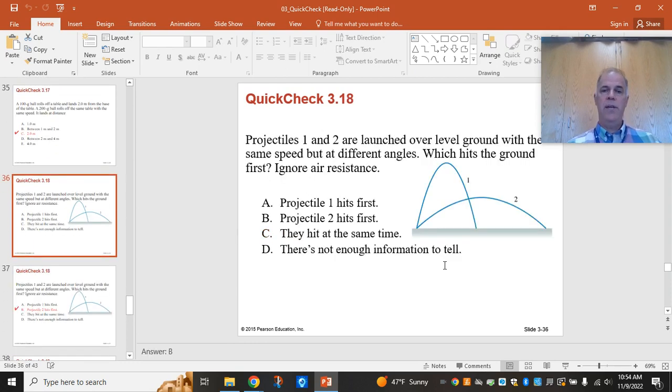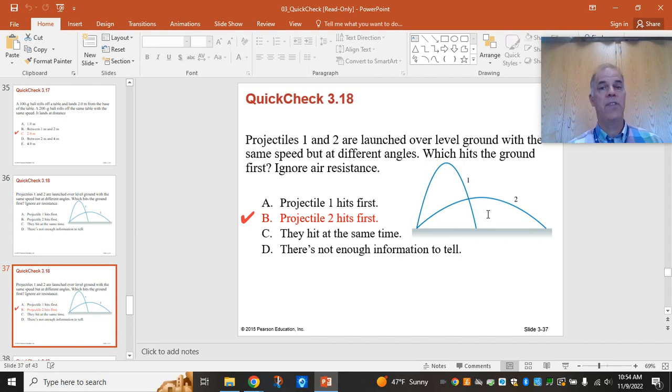Question 18, about launching projectiles at a steep angle or low angle. I want to know which one hits the ground first. Look at it and think about it. And here's the answer in 3, 2, 1. It has a lower trajectory, so it doesn't go as high, so it doesn't stay in the air for as long. So it takes less time to hit the ground.